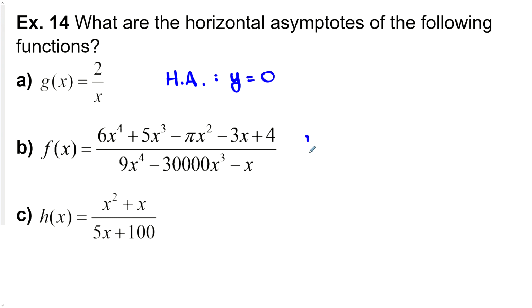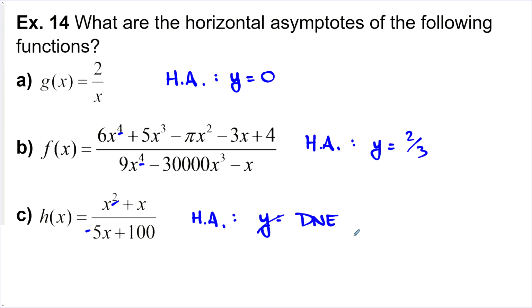The horizontal asymptote, let's put HA, I guess, would be, here we see this is a power of 4, and this is a power of 4, and looks like that's our highest one. So 6 over 9, or y is equal to 2/3. And the last one, our horizontal asymptote here, would be, we have an x to the power of 2, and we do not have that in the denominator, so this horizontal asymptote does not exist.